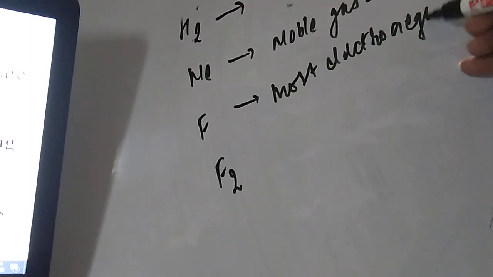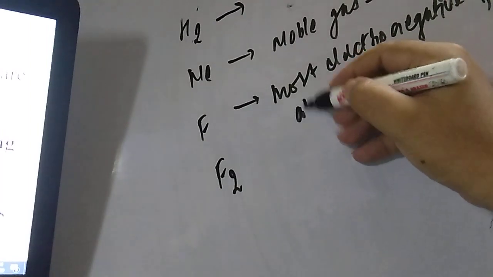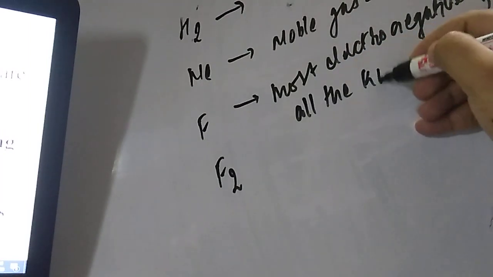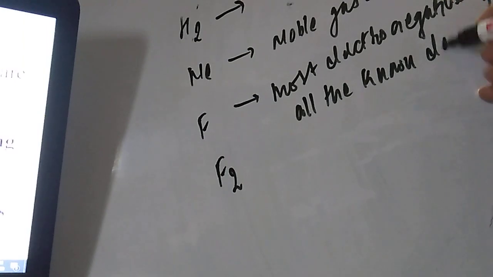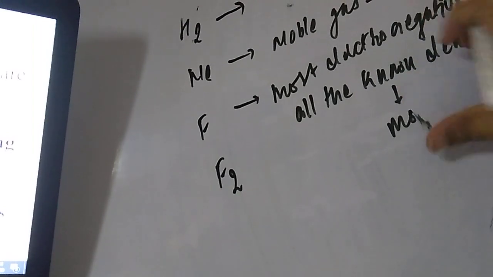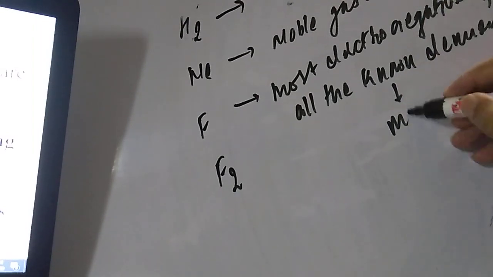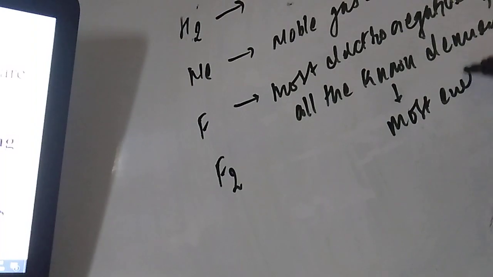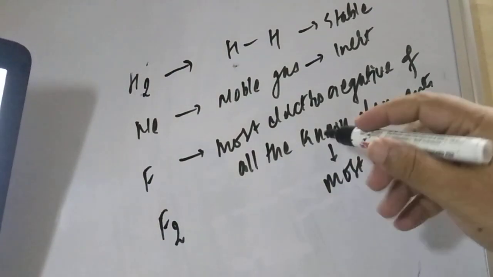So, most electronegative of all the known elements. If it is the most electronegative, then it is the most energetic. That is what you have to keep in mind. This will be the most energetic, because this is the most electronegative.